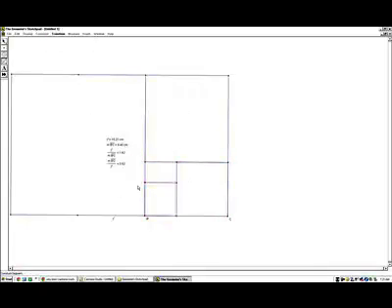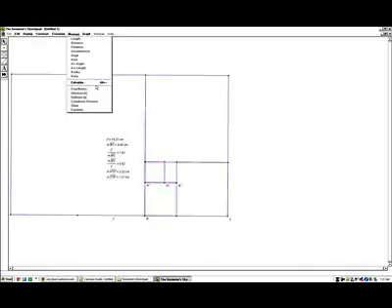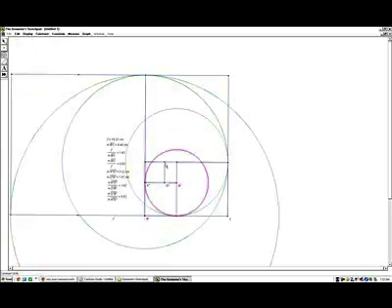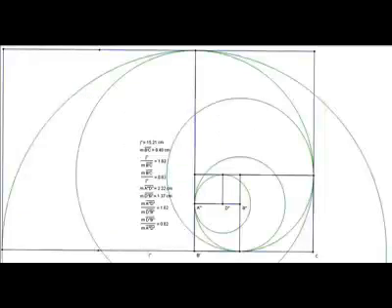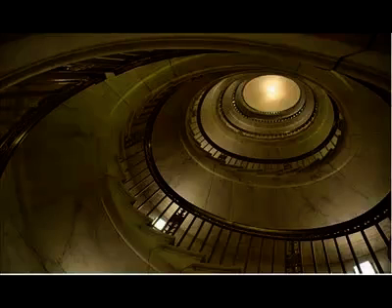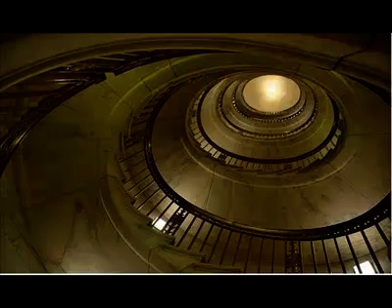With the calculate feature, I noticed that the ratio of the smaller rectangle inside the original rectangle is the same, meaning that this method works. Now this is the golden spiral. So what is this golden spiral found in? Well, it's found in nature in the form of the conch shell. And it's also found in architecture in the form of the spiral staircase found in an opera house.